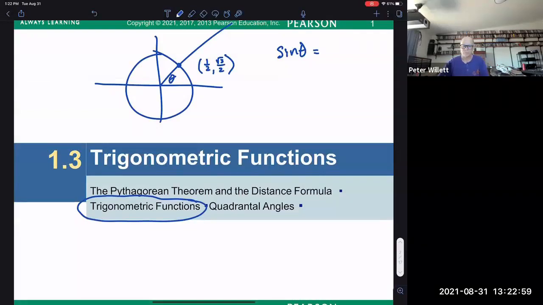Okay, I'm going to take a guess here and say that the y value is the square root of 3 divided by 2. Yes, sir. Questions about that?